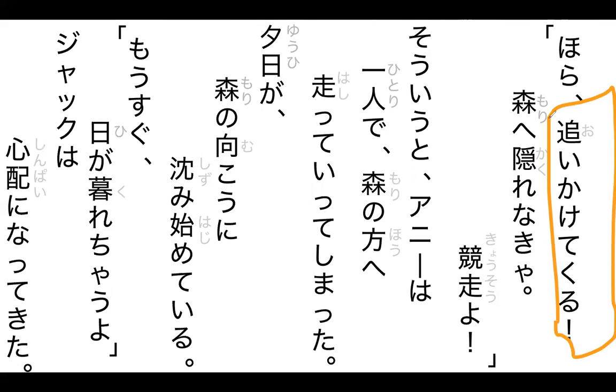Oikakete. Well, it doesn't mean black. I can cancel that out. Yes, it does not mean kuro. How about, do you remember what the oikakete meant? Oikakete. Kakure nai ga. Trying to get context here. So, mori e kakure nakya means we must hide in the forest. Kyoso means it's a race.